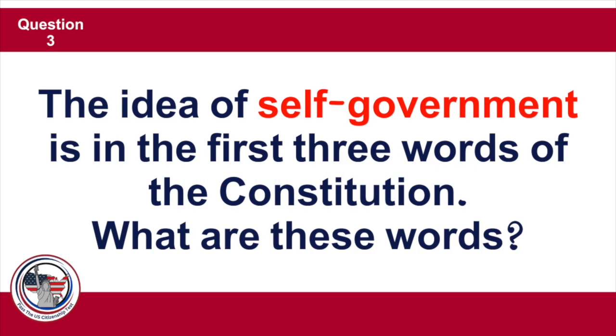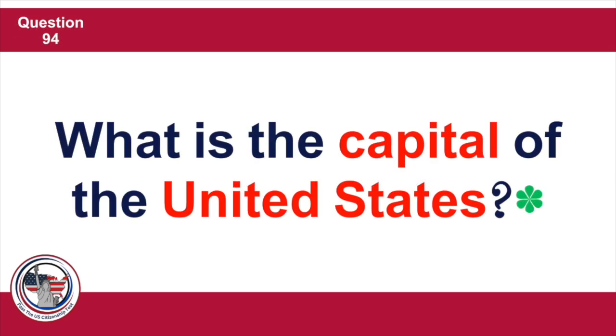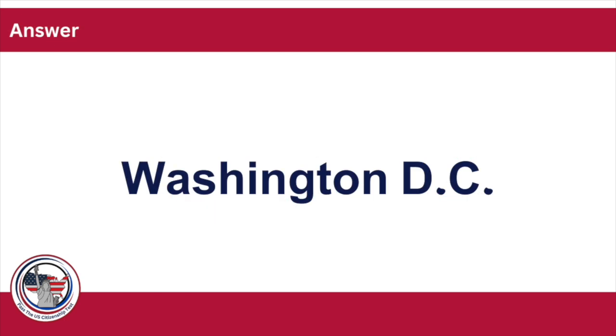The idea of self-government is in the first 3 words of the Constitution. What are these words? We the people. What is the capital of the United States? Washington, D.C.